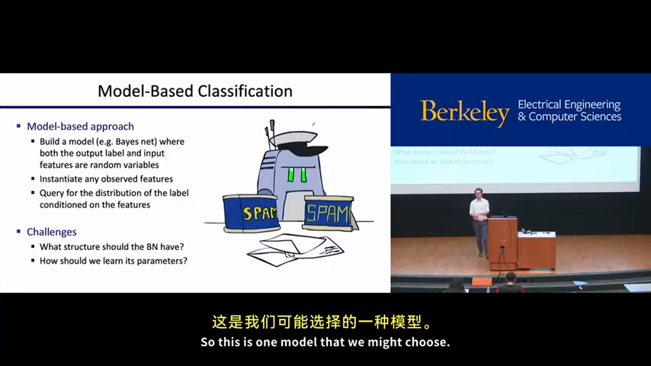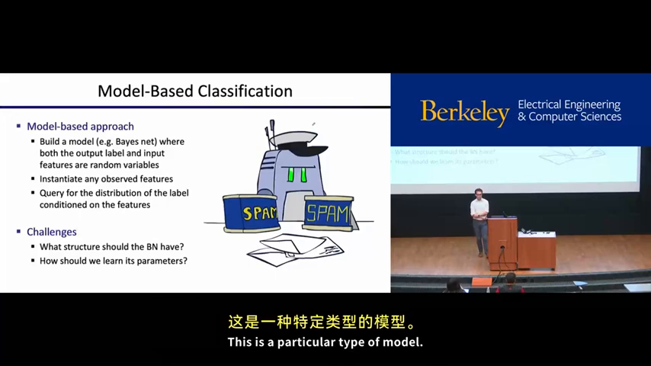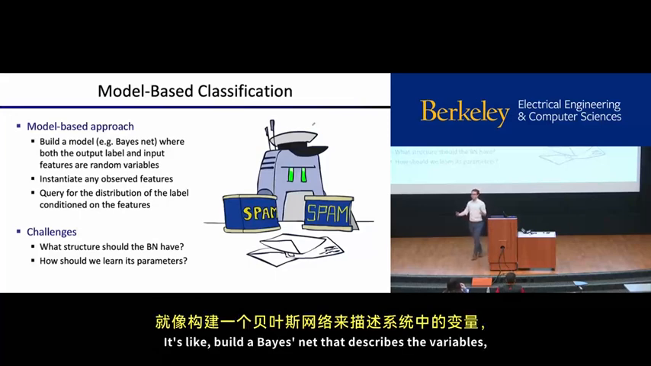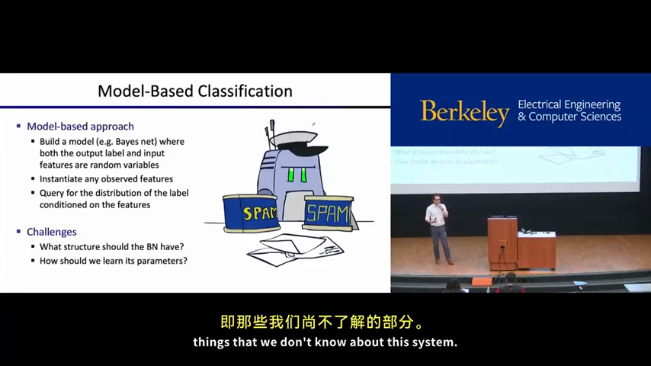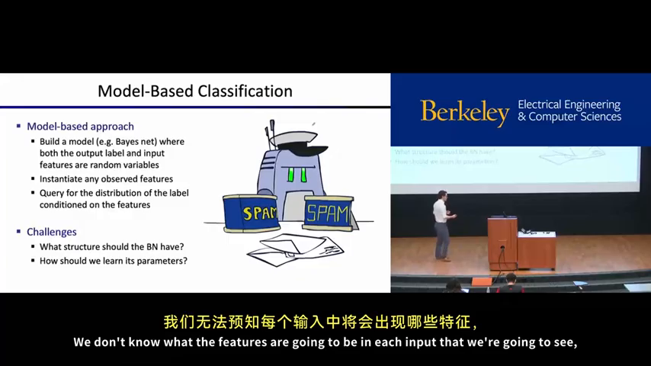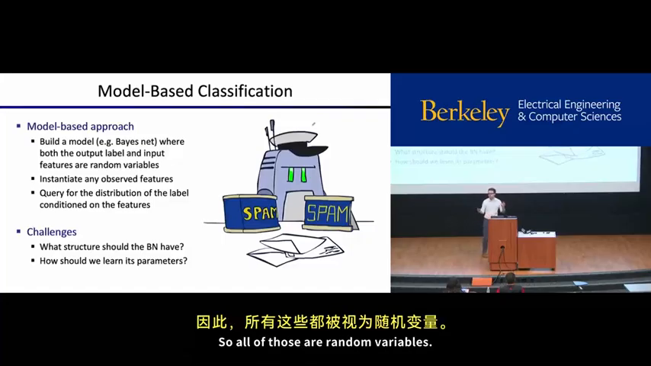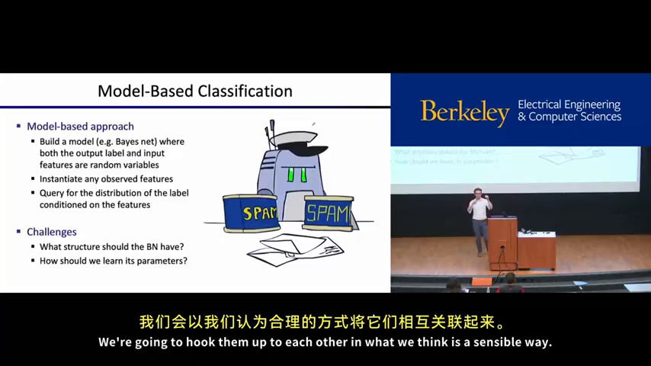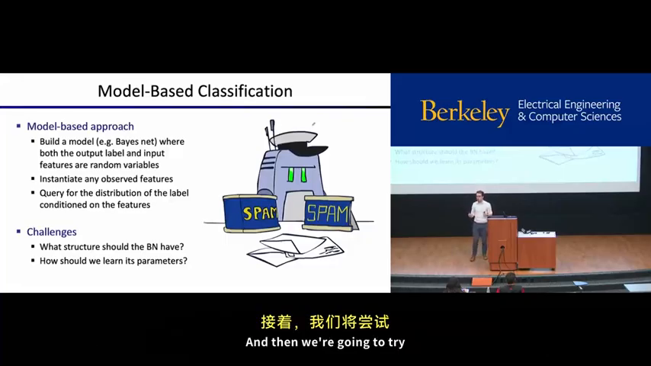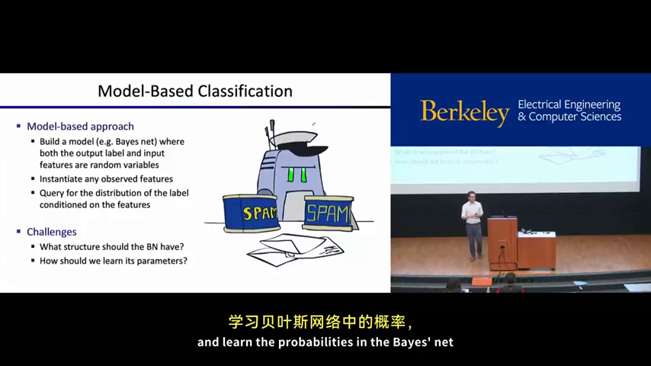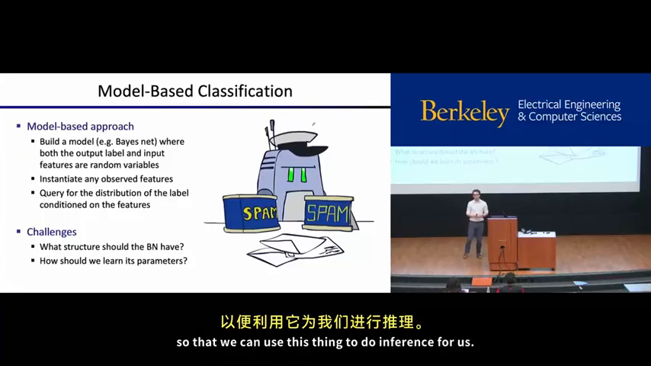This is one model that we might choose. This is a particular type of model: build a Bayes net that describes the variables, the things that we don't know about this system. We don't know what the features are going to be in each input that we're going to see, and we don't know what the labels are going to be. So all of those are random variables. We're going to hook them up to each other in what we think is a sensible way, and then try to learn the probabilities in the Bayes net so that we can use it to do inference for us.